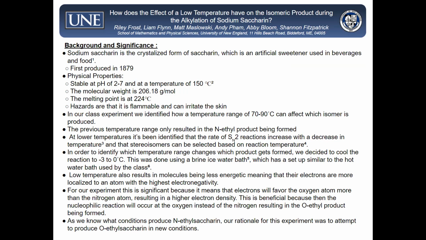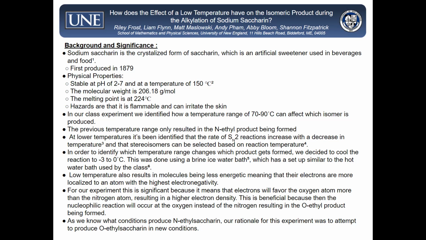ion. Some of the physical properties of sodium saccharin are that it is stable at a pH of 2 to 7 and at a temperature of 150 degrees Celsius. The molecular weight is 206.18 grams per mole. The melting point is 224 degrees Celsius. And some hazards are that it is flammable and can irritate the skin.